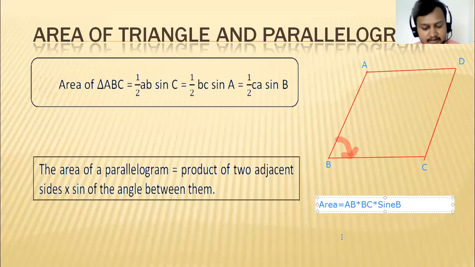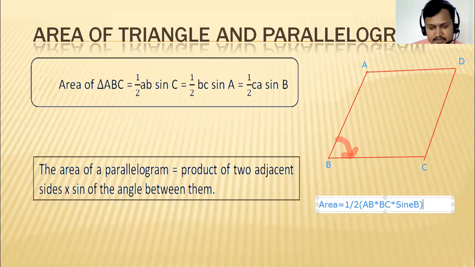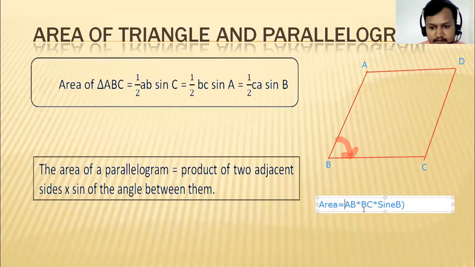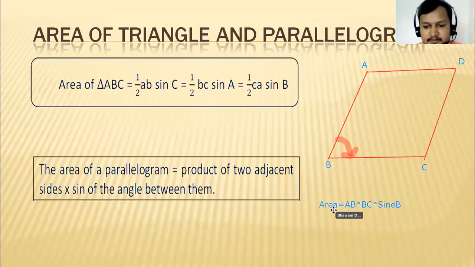Triangle मा पनि यस्तै गर्न मिल्छ. यहाँनिर 1/2 राखेर 1/2 times AB into BC into sine B यसरी गर्न मिल्छ. If there is triangle ABC, यसरी triangle ABC थियो भने 1/2 AB into BC sine B. But here it is parallelogram, its area is not 1/2, its area is equal to AB into BC into sine B. It is clear or not? So clear, sir. We can take it from here also.